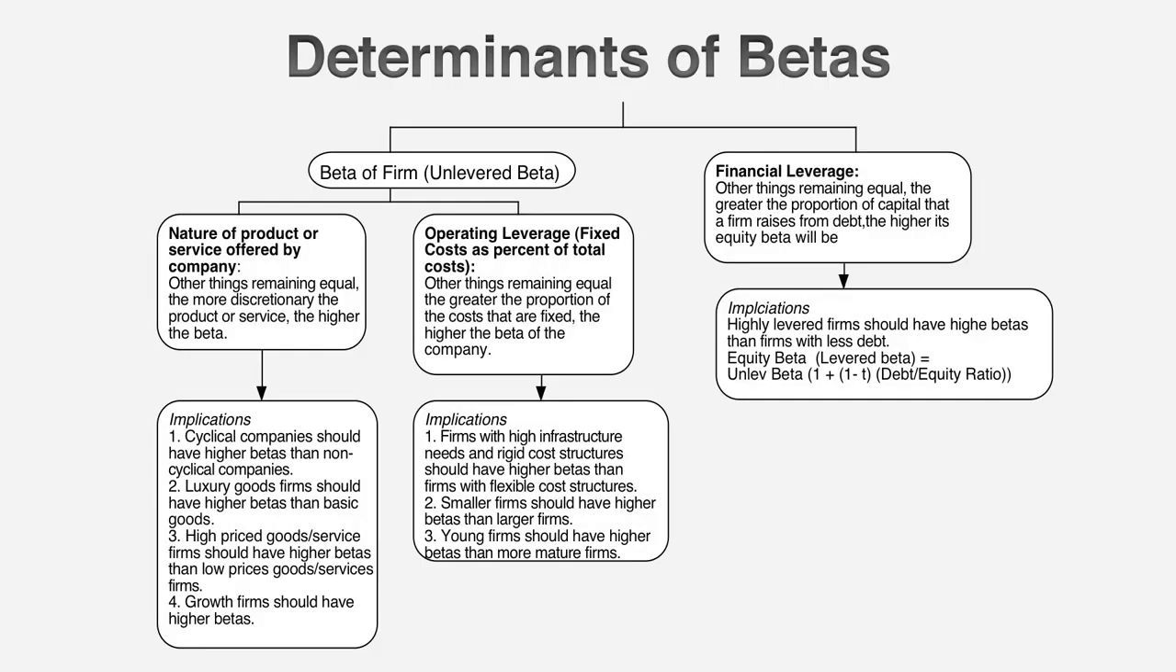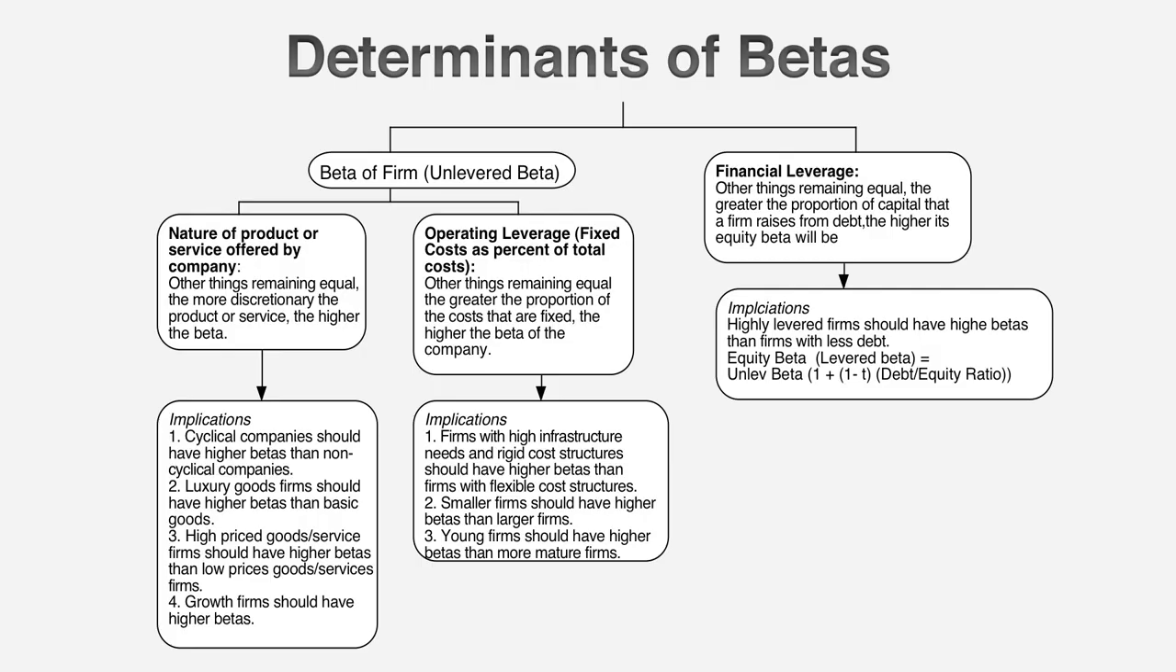So here's what I'd like you to do. When you think about betas, stop thinking about a single regression delivering the number that you're going to use as your beta. Instead, start thinking in macro terms. The beta for a company does not come from a regression. It comes from three choices that that company makes. First, what kind of business is it in?